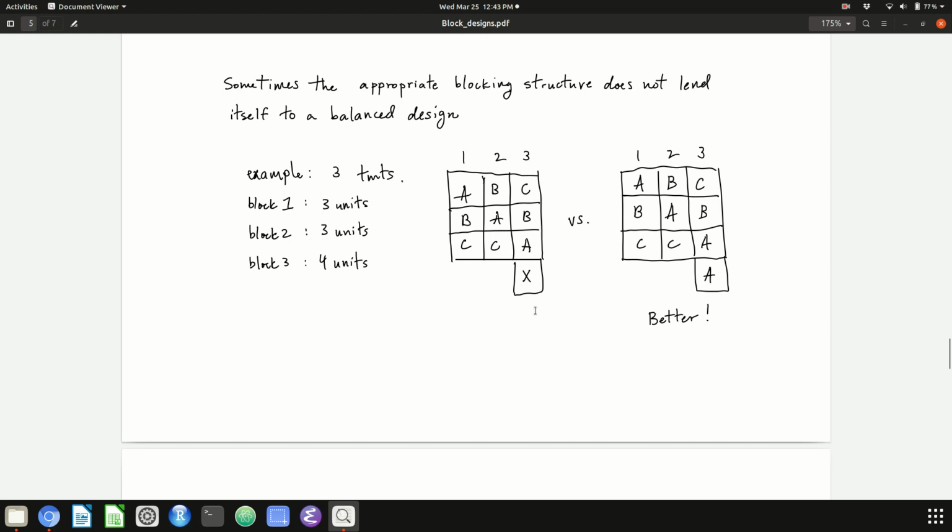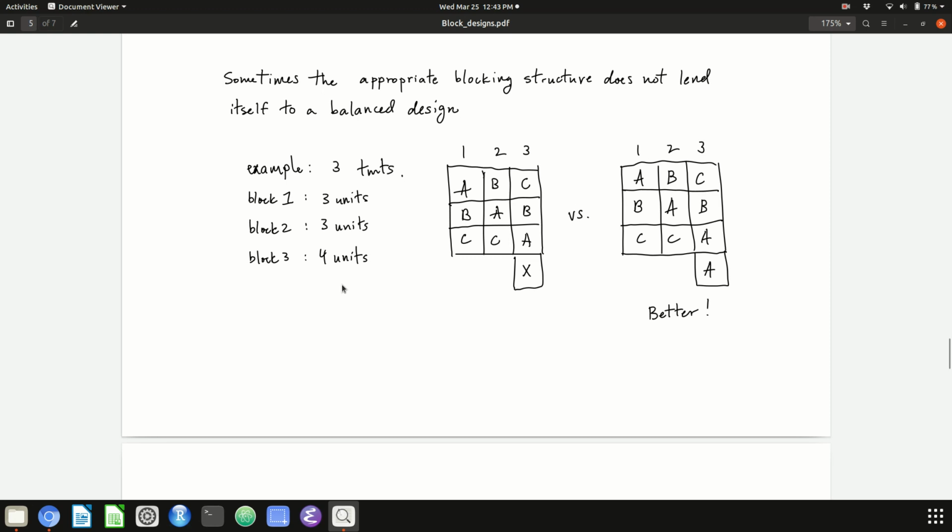If you wanted to preserve balance, you could just ignore that extra unit in block 3, and then have a balanced design here. But this is really not as good as just doing a balanced design in this part of the blocking structure, and then just doing an extra run of A here. This will be a sort of a uniformly better design because it has more data than this one. So the general principle here is don't sacrifice data that can help you answer your question just in order to achieve a balanced design.